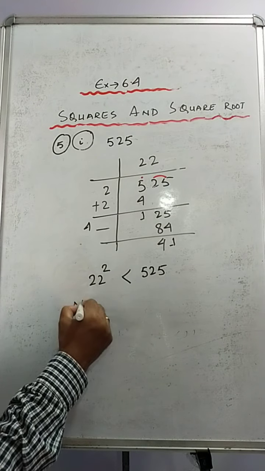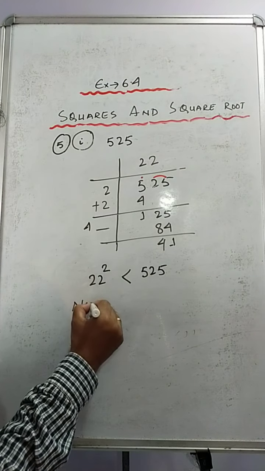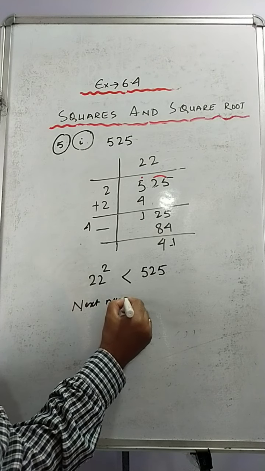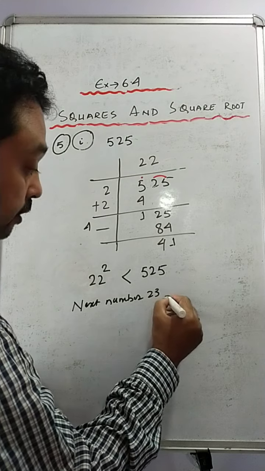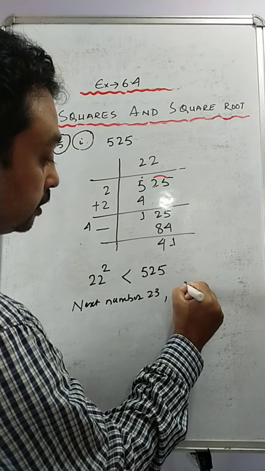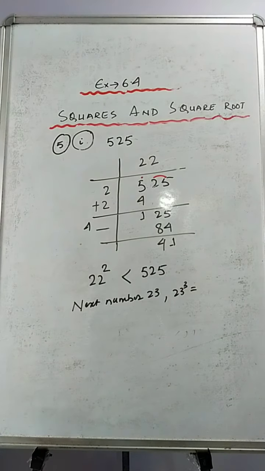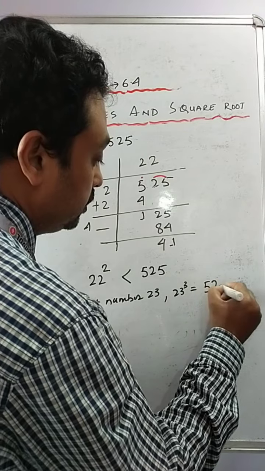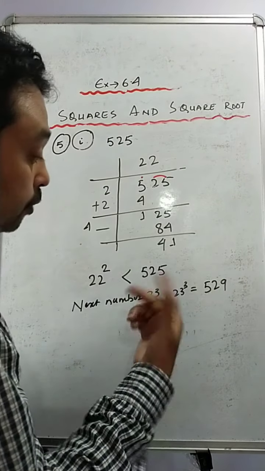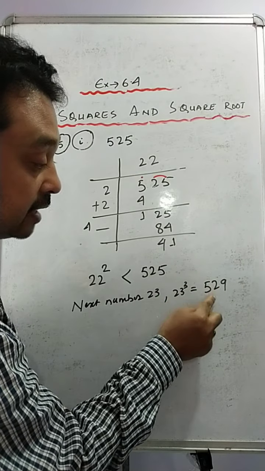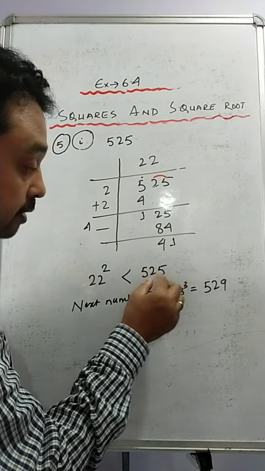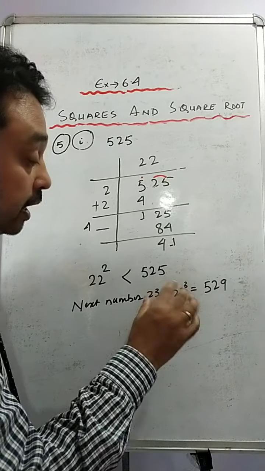So what is the next number after 22? The next number is 23. So we'll see the square of 23. The square of 23 would be 529, I guess. 529, yes. So now we can make this 525 into 529, because we have to add. Remember that we have to add.